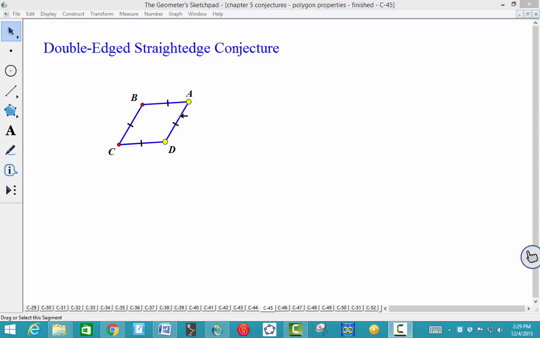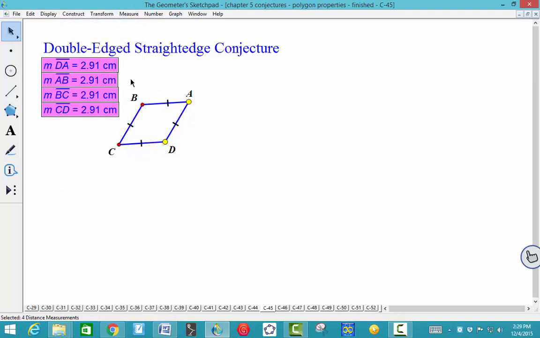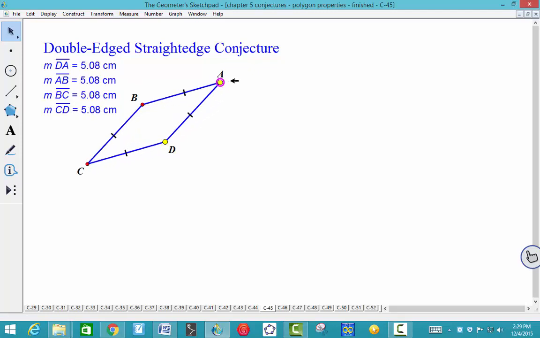And so just to show this is a rhombus, what we can do is select all four of the sides and measure their lengths. And you can see that no matter how this moves, it will always stay a rhombus.